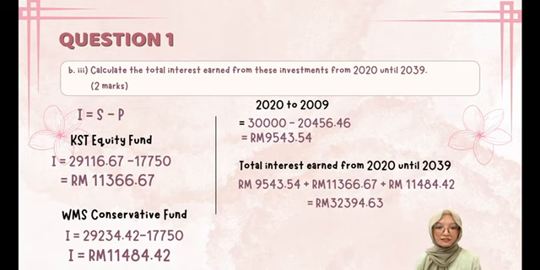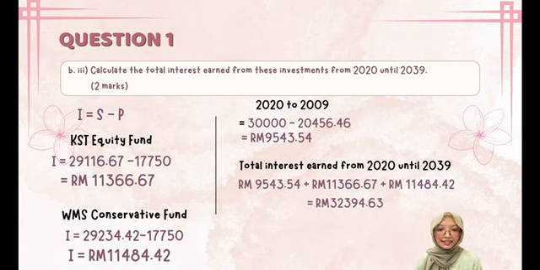Next, we look at the investments after 2039. Let's start with KST Equity Fund. The compound amount for this fund is 29,116 ringgit 67 cent, and the principal will be 17,750 ringgit. So the interest is 29,116 ringgit 67 cent minus 17,750 ringgit, which equals 11,366 ringgit 67 cent.